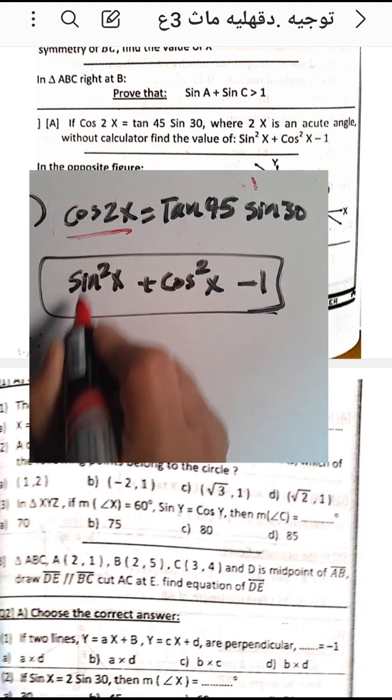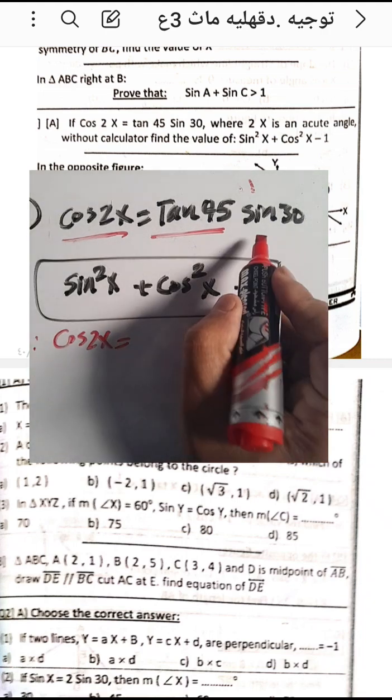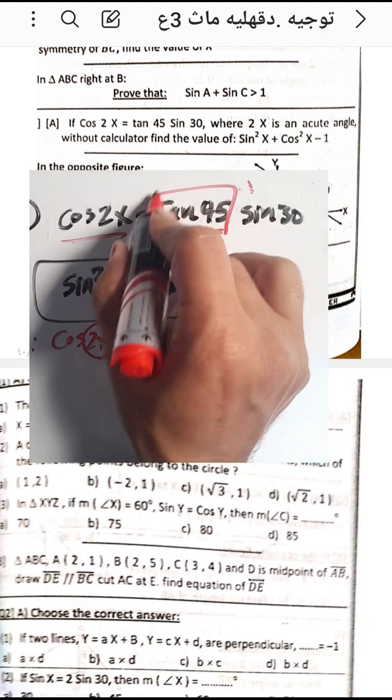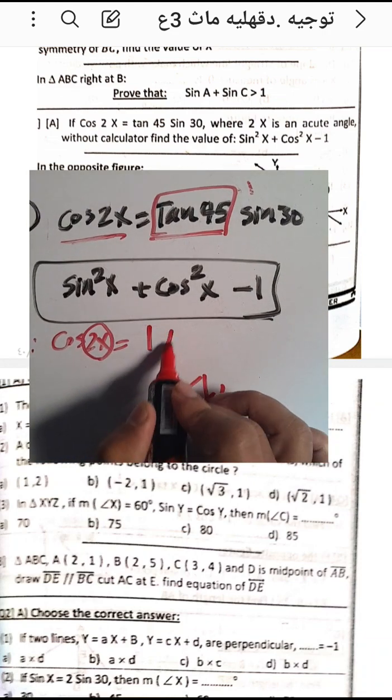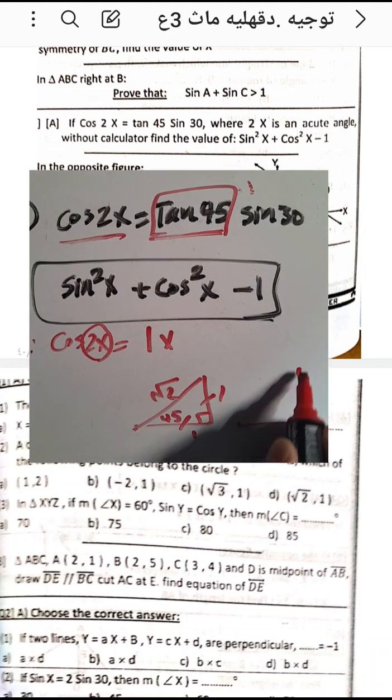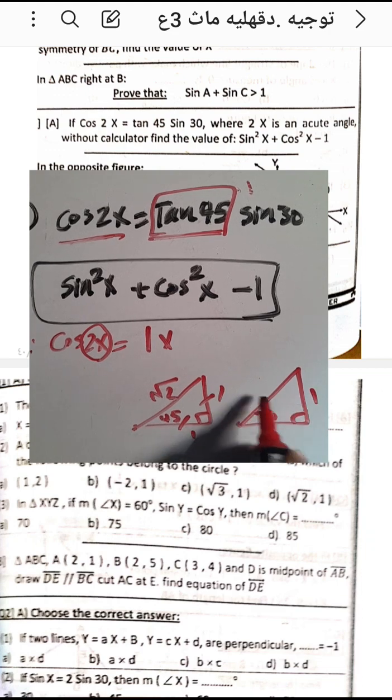We can solve this example by writing this expression in simplest form to find the value of x, such that cosine 2x will be tan 45 sine 30. We can draw a right angle triangle here, 45, 1 and 1, under root 2. Cosine 2x equals tan 45 sine 30. Tan 45 will be 1. Sine 30, we have a right angle triangle here, 30, 1 and 2, under root 3. Sine 30 will be half.